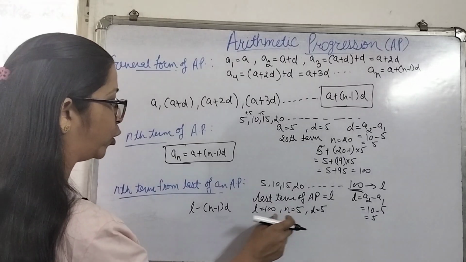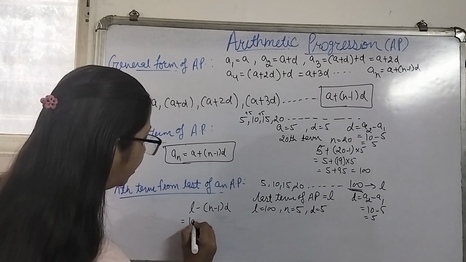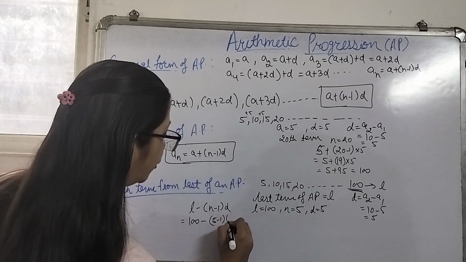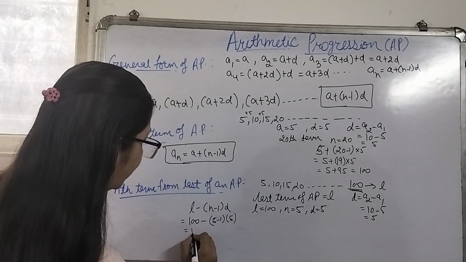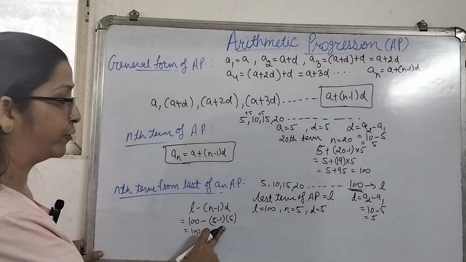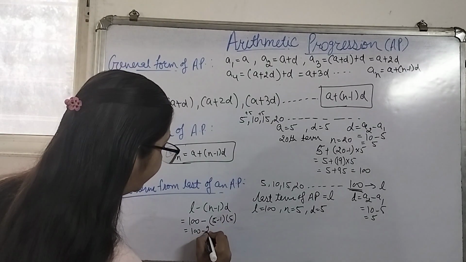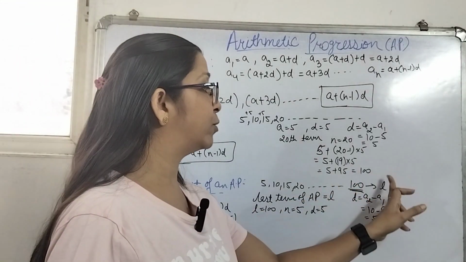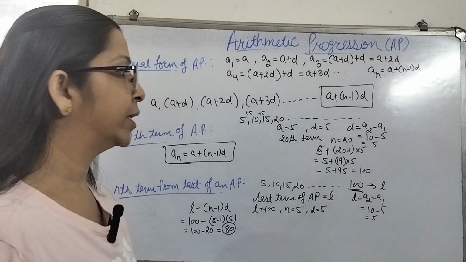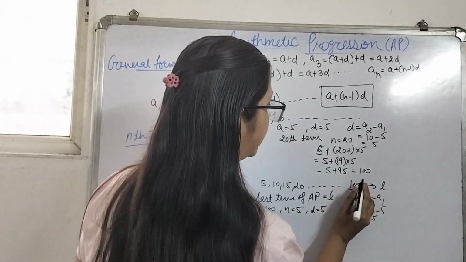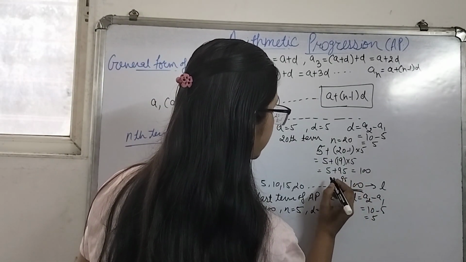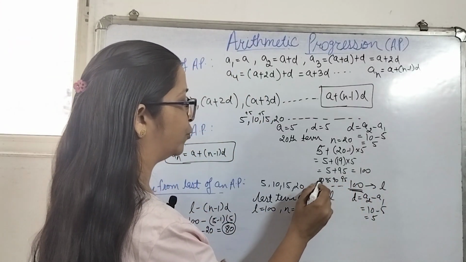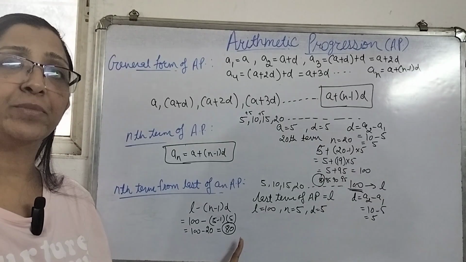So if we keep all these values in this formula, it will become last term minus (5 minus 1) into d, and the value of common difference is 5. So it will be 100 minus 4 multiplied by 5, which is 20. So the 5th term from the last will be 80. We can check it out. This is the first term from the last, then it will be 95, then 90, then 85, and then 80. So first term, second, third, fourth, fifth. The fifth term from the last will be 80.